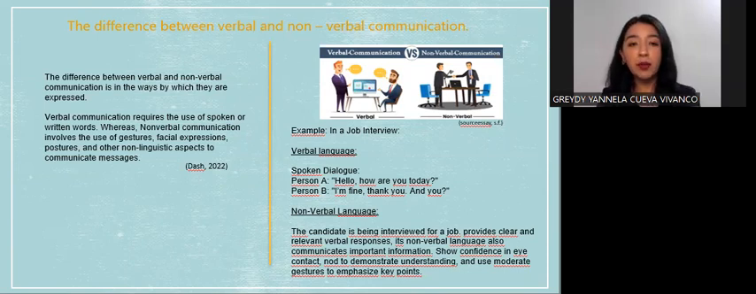In this example, you can notice how verbal language is based on spoken or written words, while nonverbal language involves gestures, facial expressions, and other forms of communication without the use of specific words. Both types of language are fundamental in human communication and are often combined to convey the message effectively.